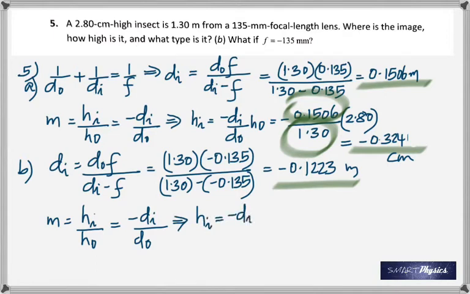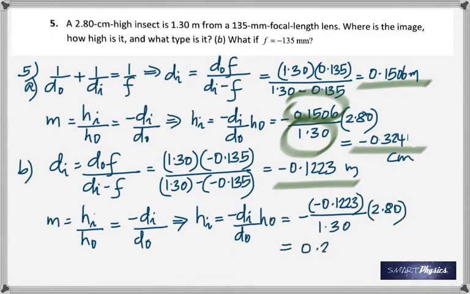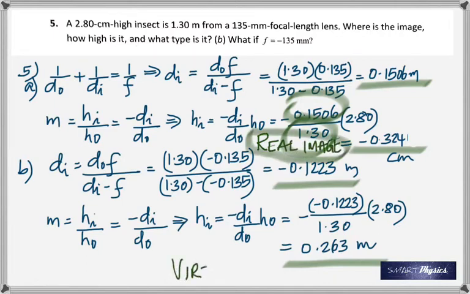Magnification, again, same definitions, and make HI the subject. 0.263 meter. Okay, remember that in the first case, it's a real image because magnification is negative, but in the second case, it's a virtual image because magnification is positive.